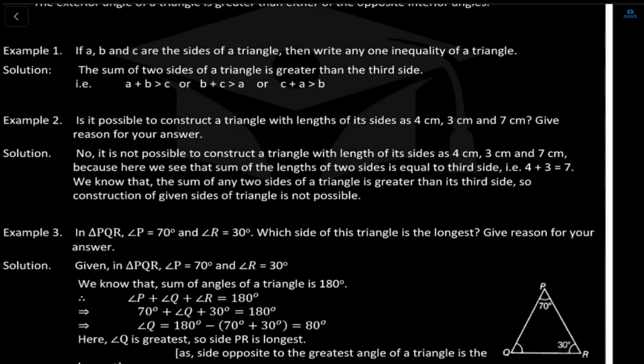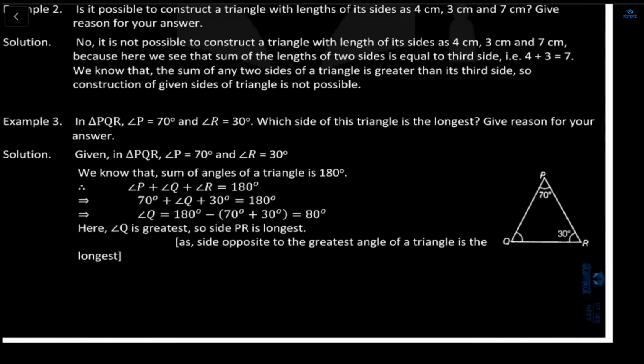Okay, the next question. In triangle PQR, angle P is equal to 70 degrees, angle R is equal to 30 degrees. Which side of this triangle is the longest? Now you have to tell me which side of this triangle is longest. Obviously we have learned that the side opposite to the largest angle is longest. First of all, we already know two angles, so we should find out the third angle also. How can we find out the third angle?